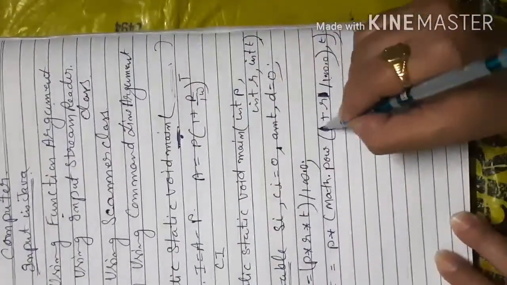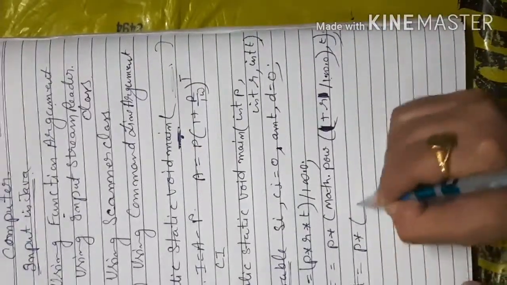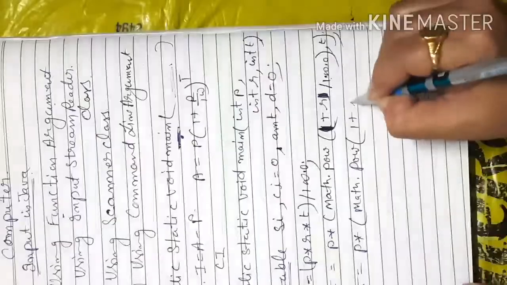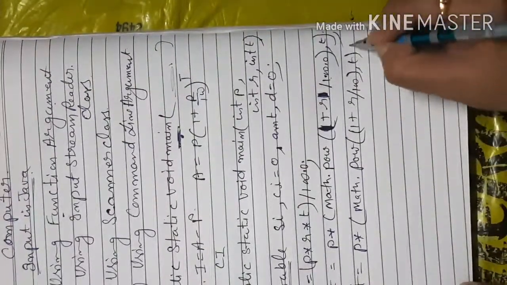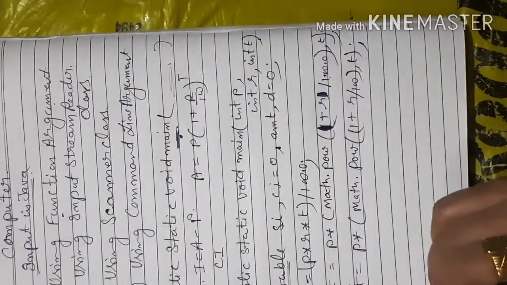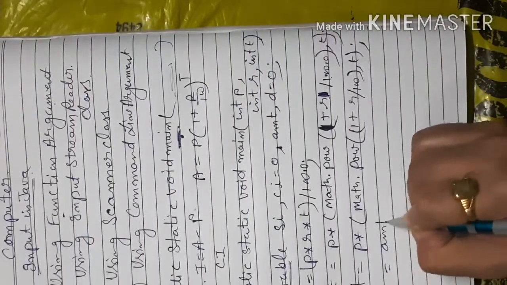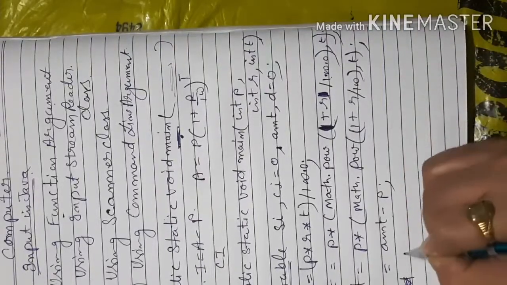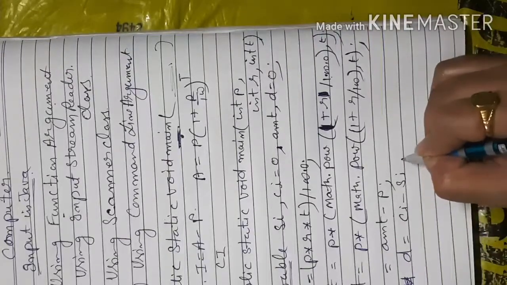So for that I write it again here for clarity: principal into Math.pow, so 1 plus r by 100. You have to keep this in the bracket, comma t. That means this whole bracket term has power t. So now you have to calculate further. Compound interest is equal to amount minus principal, and the difference will be d. D will be ci minus si, compound interest minus simple interest.